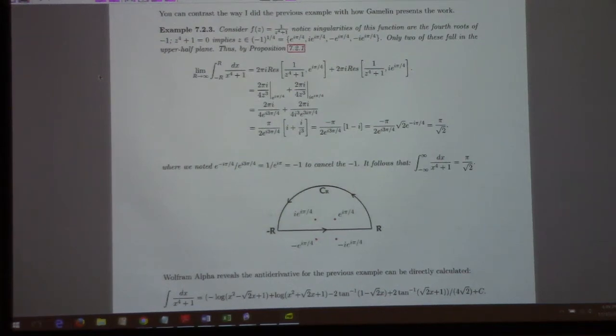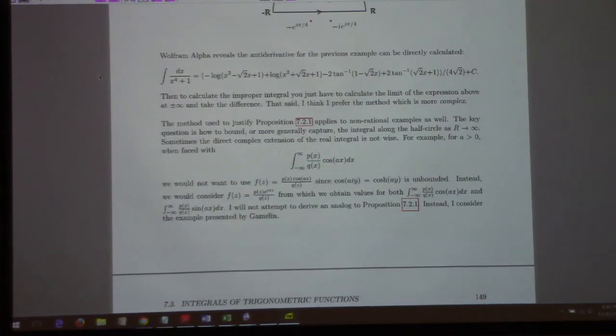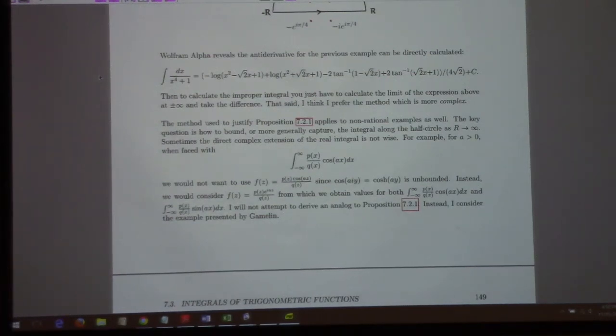Oh, look. Wolfram Alpha can do it without complex analysis. There's the antiderivative for you, right there. Obviously, right? So pretty clearly, complex analysis is helpful.